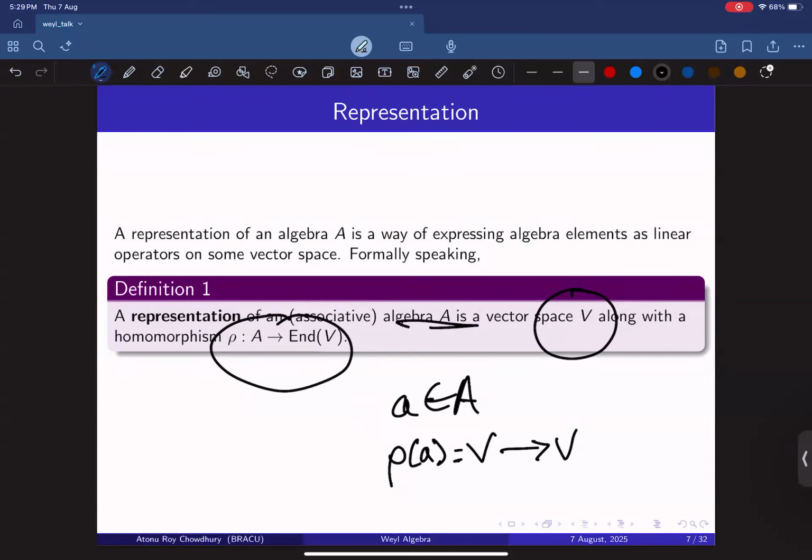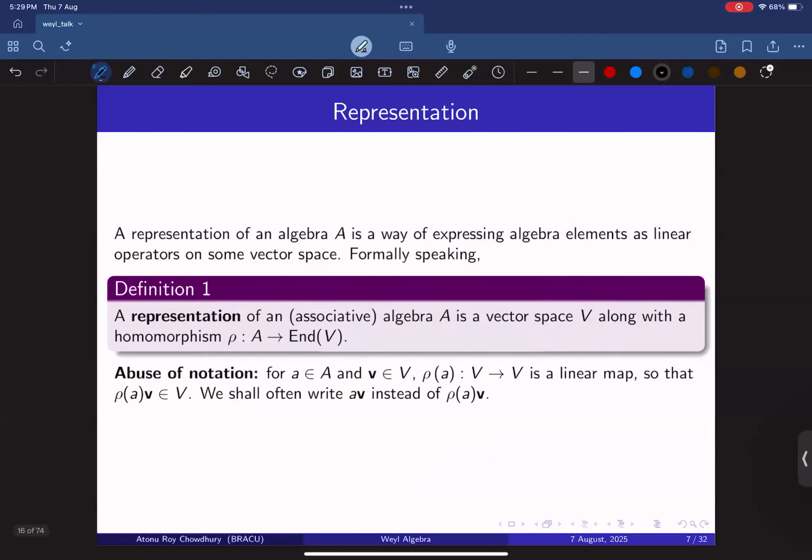Yeah, a representation is basically a way of expressing each algebra element as a linear operator. Sometimes we're gonna write AV instead of rho of A applied to V, but we're gonna be very conscious about our notation, right?